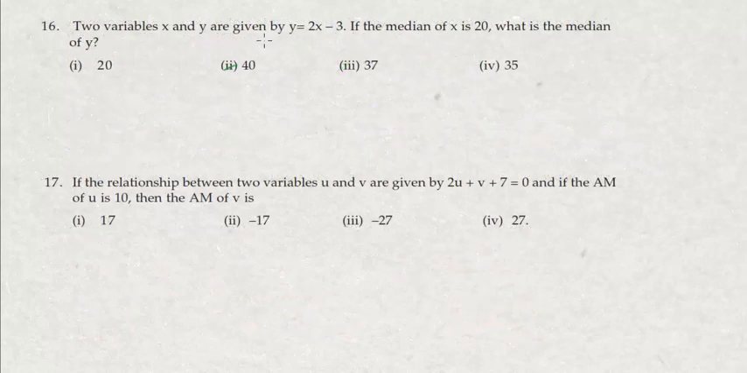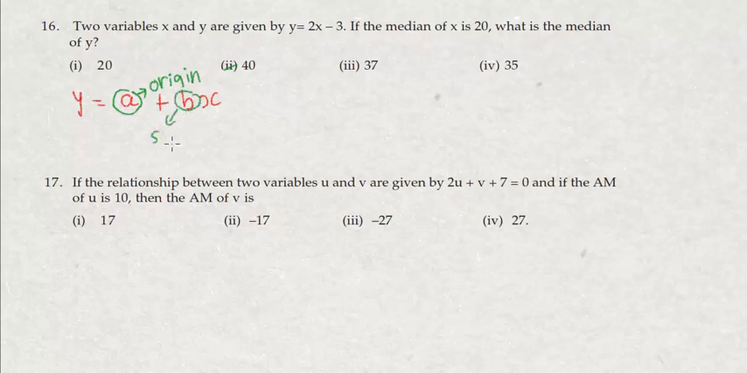Two variables x and y are given by y is equal to 2x minus 3. If the median of x is 20, what is the median of y? So we can understand linear equation here. A linear equation is always in the form of a plus bx, where a represents the change in origin, and b always represents change in scale. If we add something or deduct something from the equation, then that is called change in origin, and if you multiply or divide by some number, then that is called change in scale. So in our question, the equation is given y is equal to 2x minus 3. So this 3 is actually a change in origin, and this 2 is nothing but a change in scale.